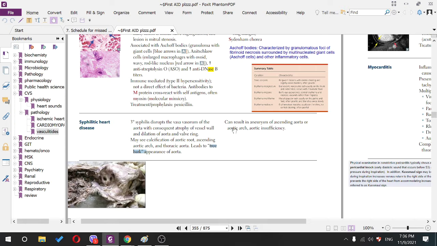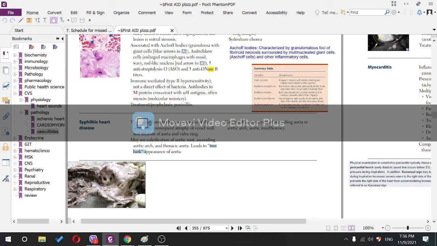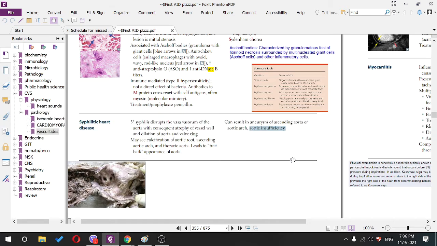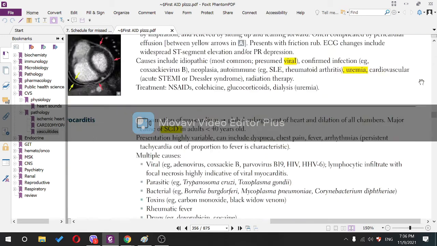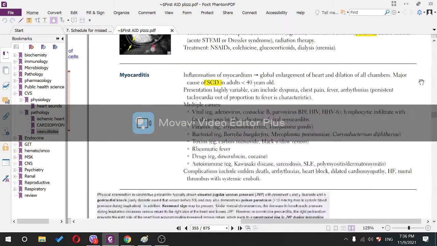So, it can result in an aneurysm of the ascending aorta. It can result in an ascending aorta aneurysm or aortic arch aneurysm, and aortic insufficiency due to the dilatation of the annulus. Yeah, so the annulus will be dilated, so you will have a regurg. So, good. The next thing is acute pericarditis.